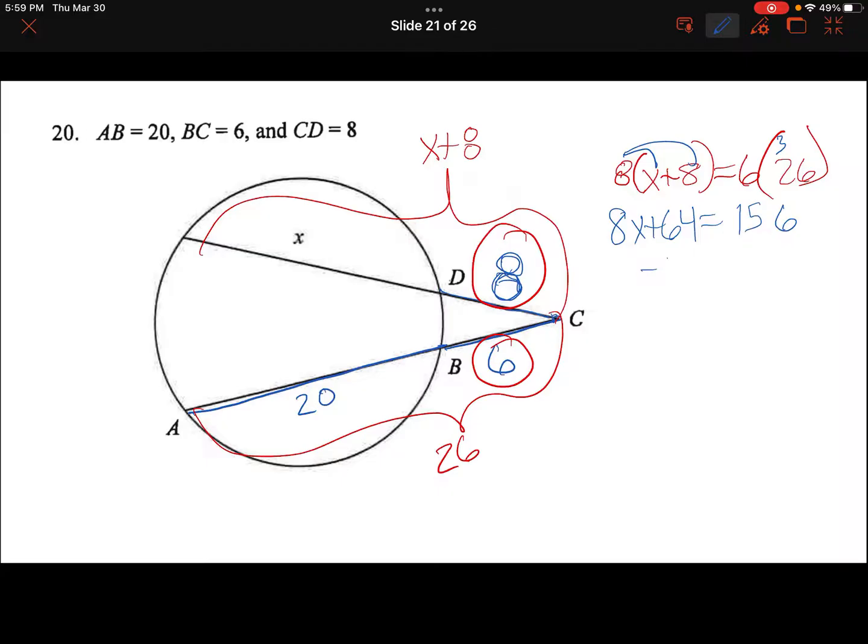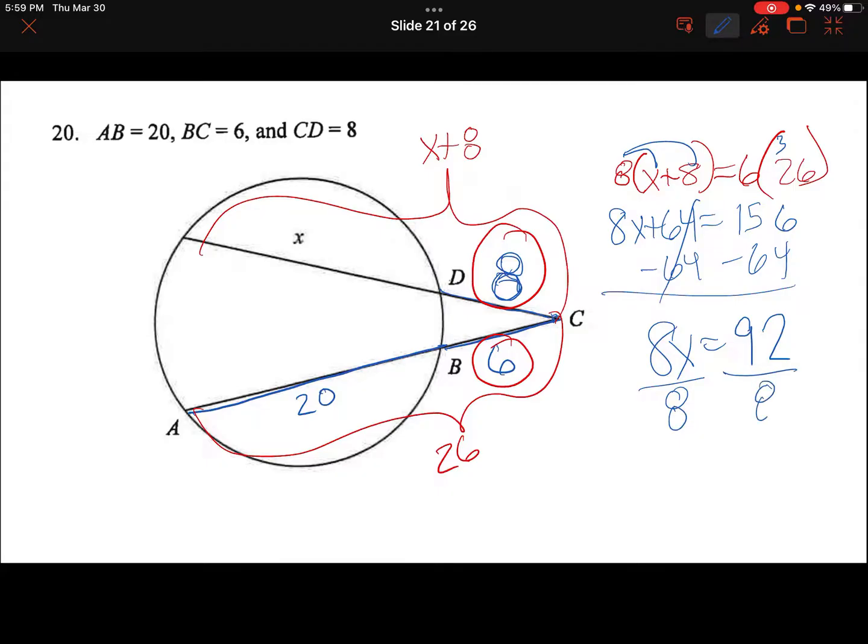So then this is just a two-step algebra problem. I'm subtracting 64 from both sides, and I get that 8x equals 92, I think. That looks right, I believe. So I'm dividing both sides by 8 here then. And we'll see what I get. 92 divided by 8 gives me 11.5. All right.